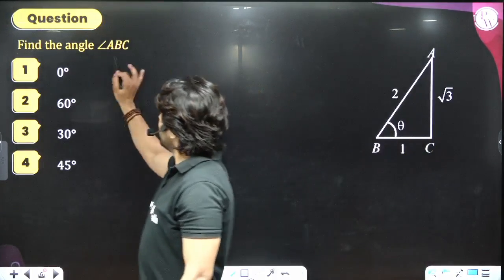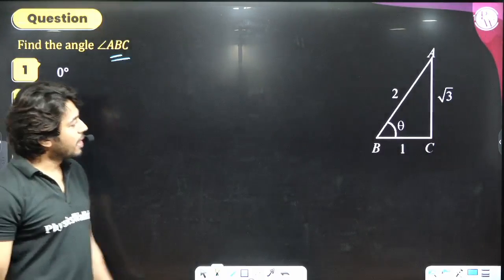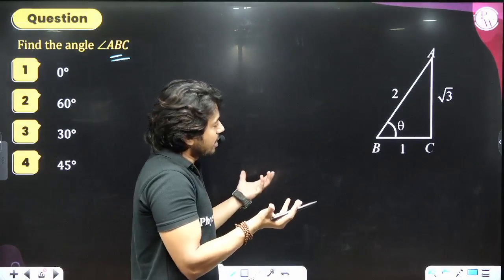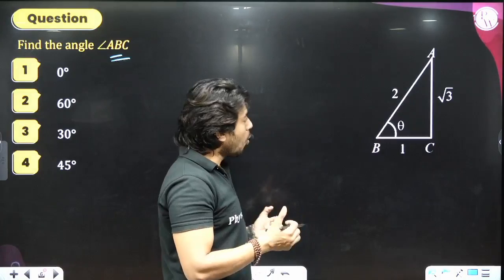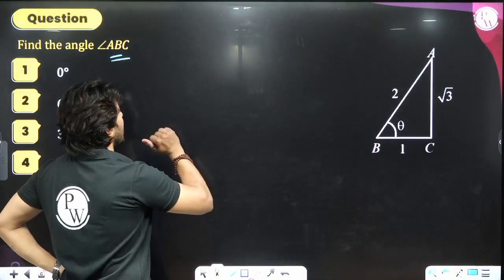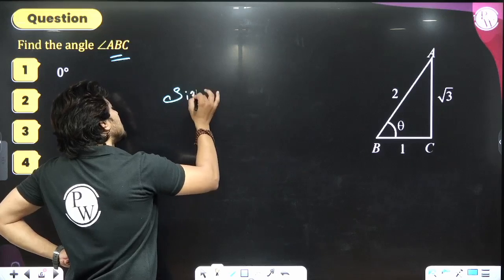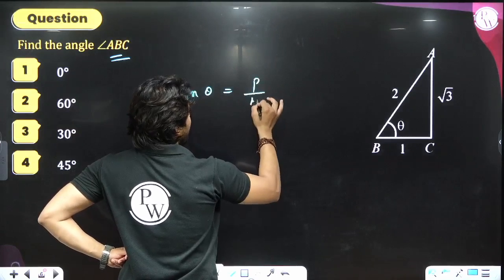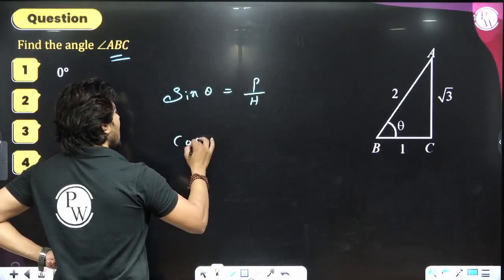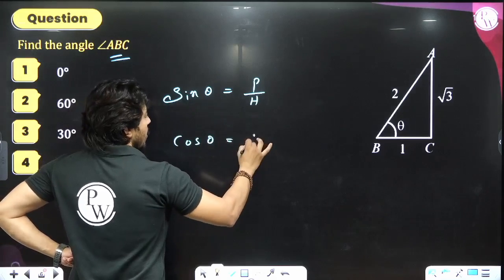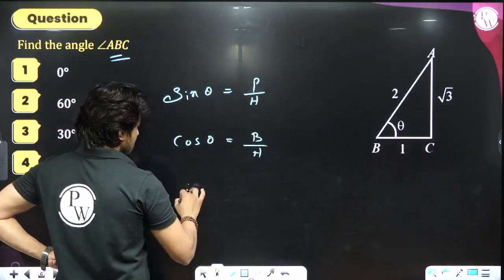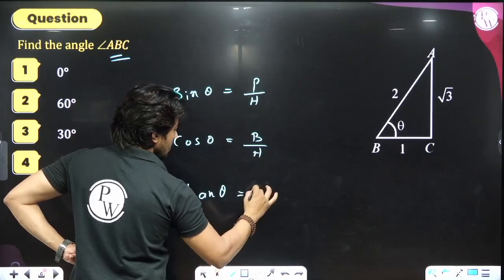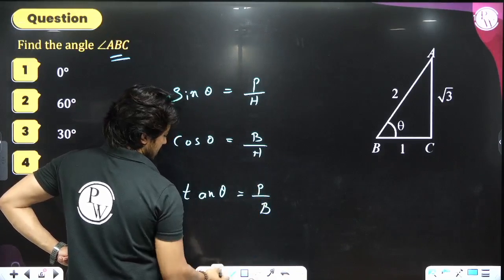Find the angle ABC. Different sides have been given to us, 1, 2 and root 3. What are the different relations that we know regarding a triangle? We know from trigonometry that sine of any angle theta is nothing but opposite divided by hypotenuse. Cos of any angle is nothing but base upon hypotenuse. Tan of any angle is opposite divided by base.